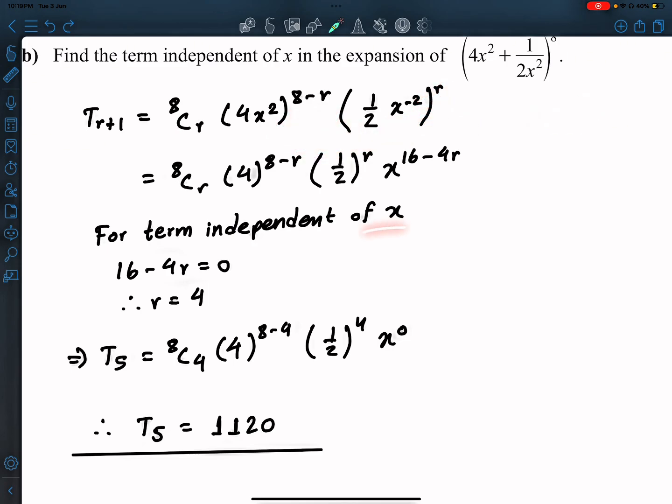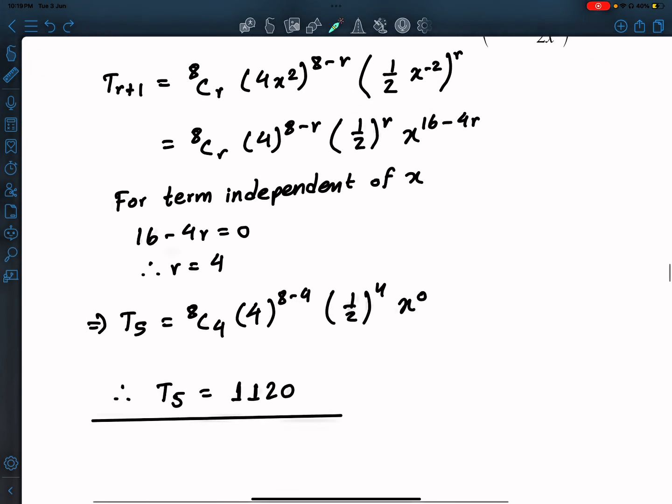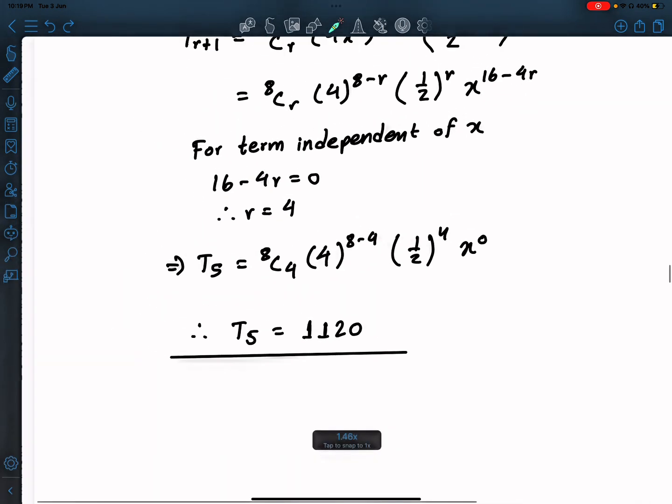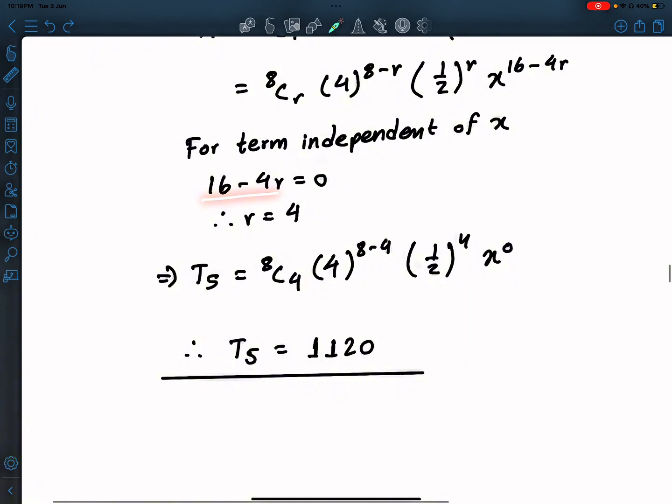So for this entire thing to be independent of x, we need this power to be equal to 0. Because anything but 0 to the power 0 is equal to 1. Okay, so once we simplify that, we find r to be equal to 4.